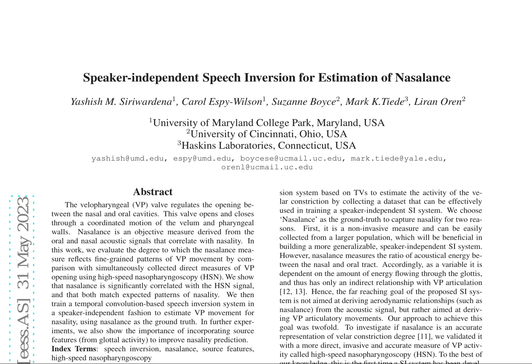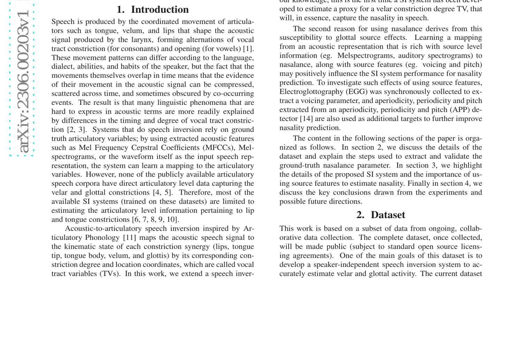The research aims to develop a speaker-independent speech inversion system that estimates velar and glottal activity for nasality prediction. It utilizes Nasalance as the ground truth, derived from oral and nasal acoustic signals. The system is trained on a dataset including high-speed nasopharyngoscopy (HSN) data for direct measures of velar opening and electroglottography (EG) for source features. The study demonstrates a significant correlation between Nasalance and HSN signals, and the system can accurately estimate velar and glottal activity for improved nasality prediction.